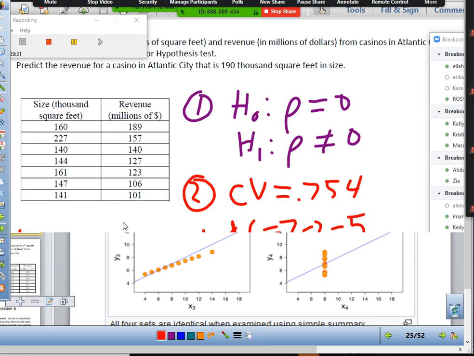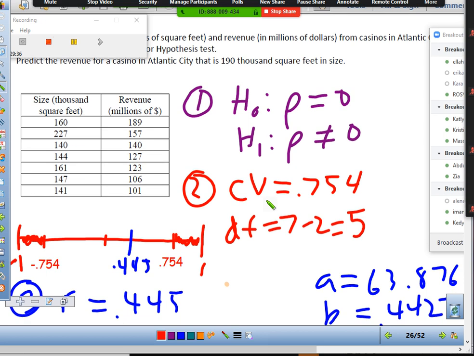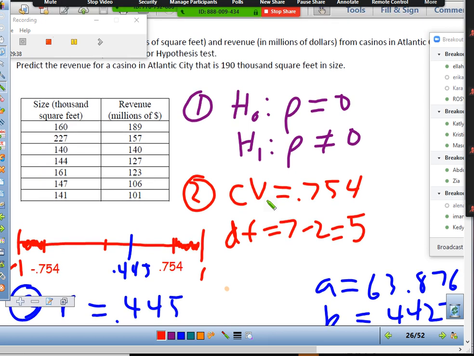Okay, so here's our quiz problem 2. Did you guys need some more time to go over quiz problem 2? Let me show you the basics. So you should have this so far. H0 is rho is equal to 0. H1 is rho is not equal to 0. And then your critical value, you look it up on the table, it should be 0.754 because you have degrees of freedom of 7 minus 2, so degrees of freedom 5. So again, draw your line, shade 0.754, shade outwards, negative 0.754, shade outwards.